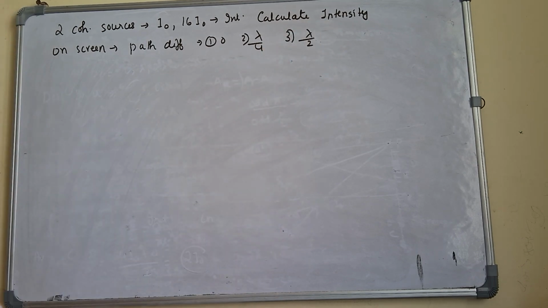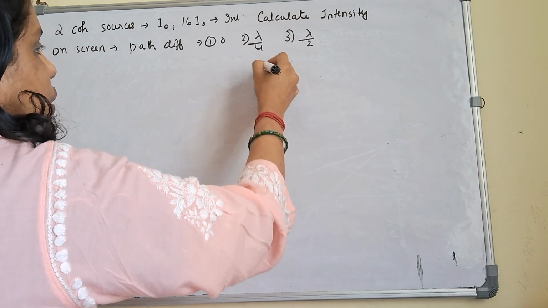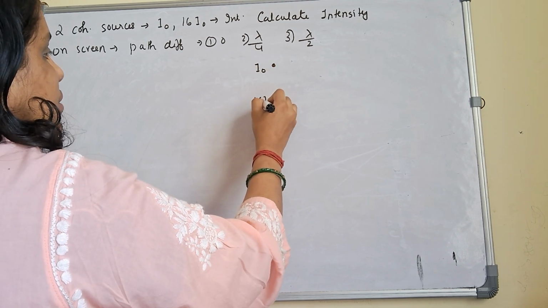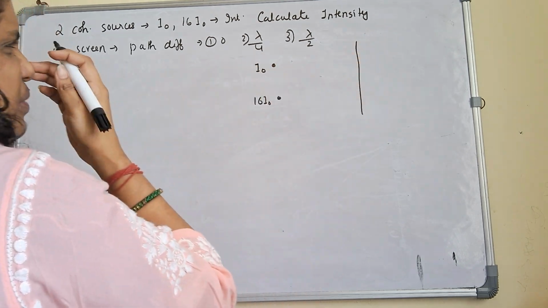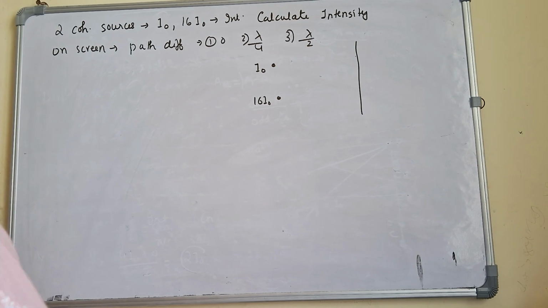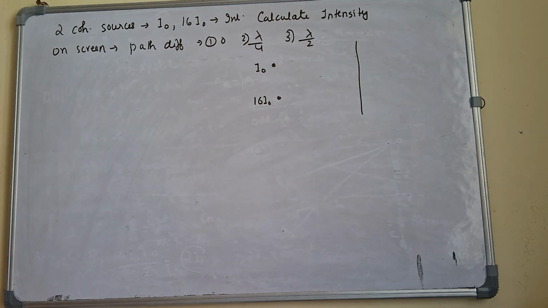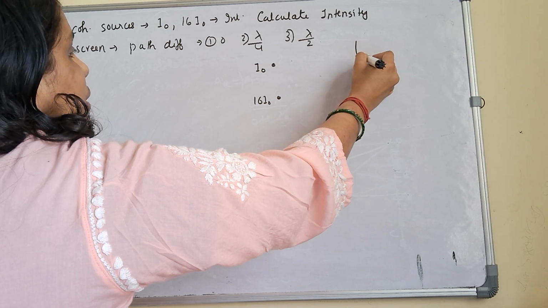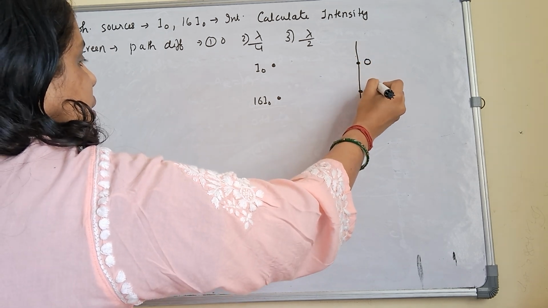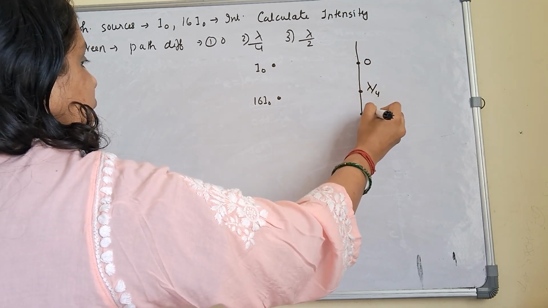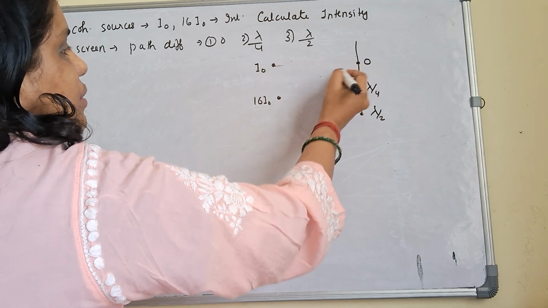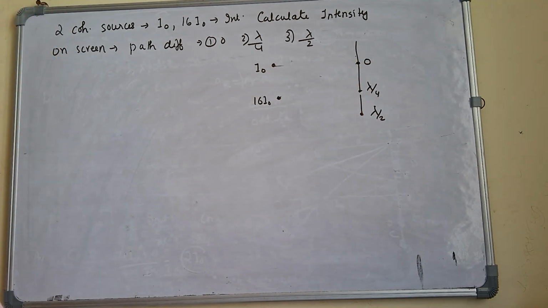So there are two coherent sources, I0 and 16 I0, and there is a screen. Wherever the point is, let us say at this point the path difference is 0, and somewhere here the path difference is lambda by 4. Path difference is 0 means the distances are the same, right?